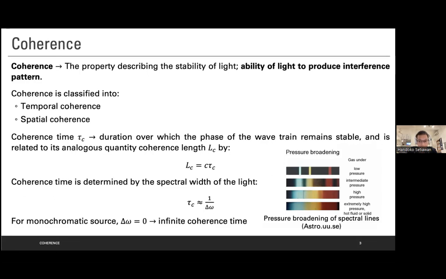And inversely, kebalikannya, if we talk about so many collisions happening inside, meaning we do the measurements in the high pressure condition, it will make the spectral broadening higher, resulting in a very short coherence time.